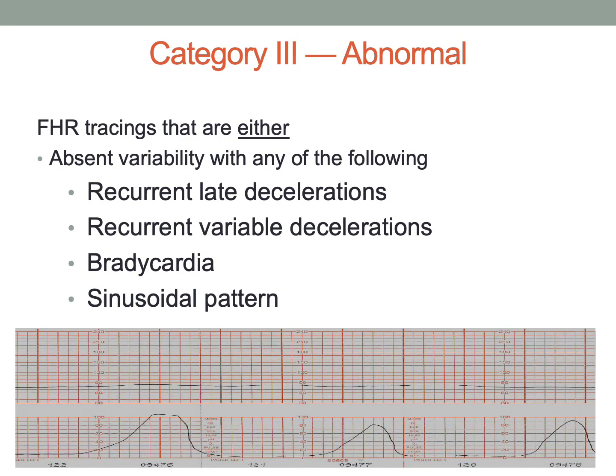Category 3, it's abnormal, and this is what it looks like. In this picture, as you can see, the baseline, it's about 85 beats per minute. Very scary. So this is bradycardia. And on top of bradycardia, because it's below our desired 110 minimum, it also has absent variability. Okay, so in this case, it's absent variability with bradycardia. All right, so very, very scary. This baby must be delivered stat, and you have to hope and pray that they're still alive.